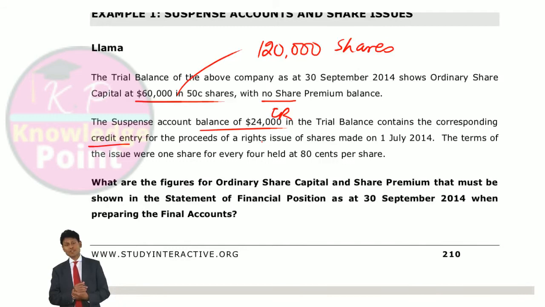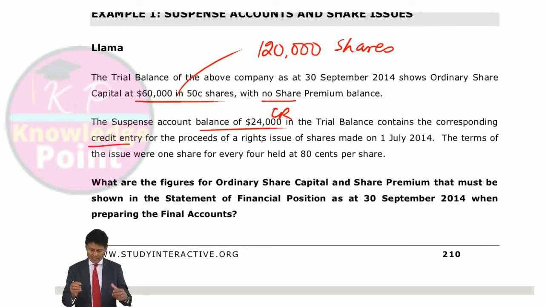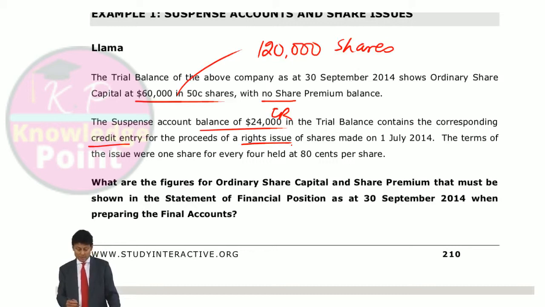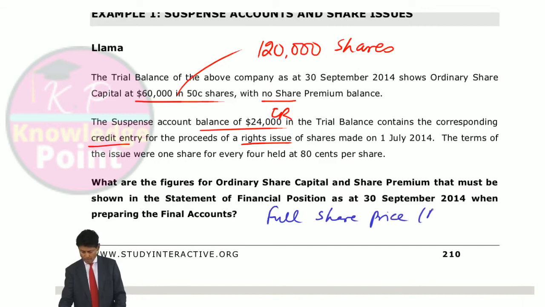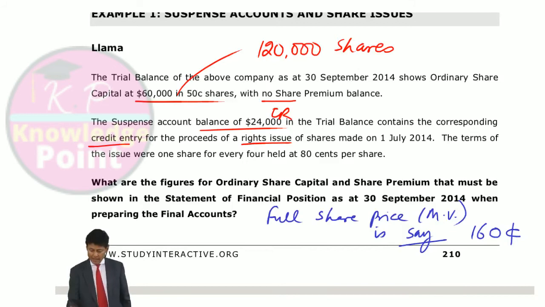Okay, but today it's just a brief look at it. So, rights issues, just an issue of shares sometime during the year. I'm going to say that the full share price, the market value, is, say, 160 cents. I just made that up. And you're offering at 80 cents per share.